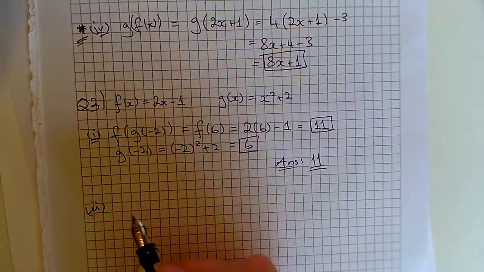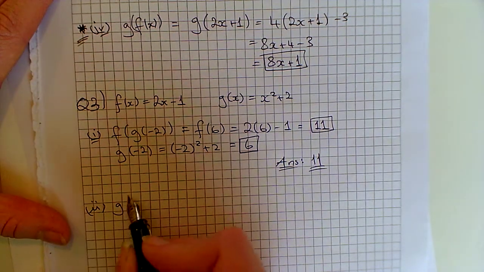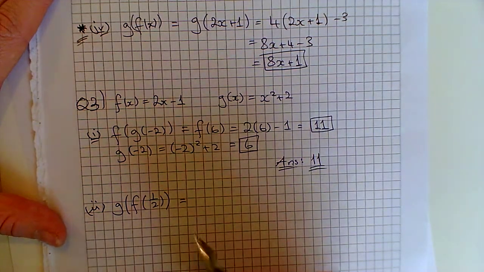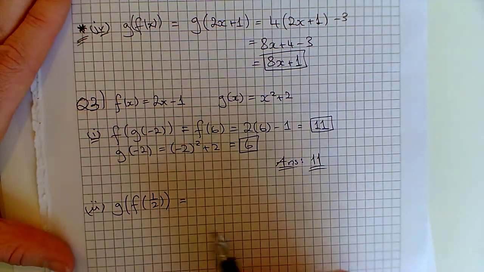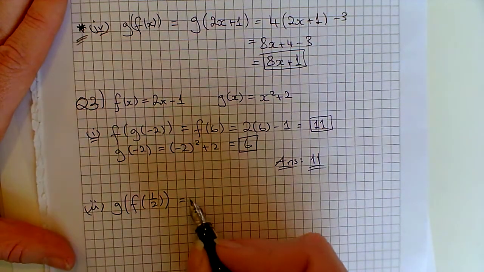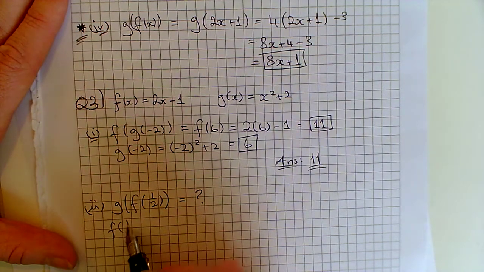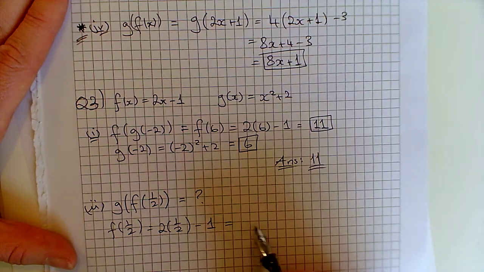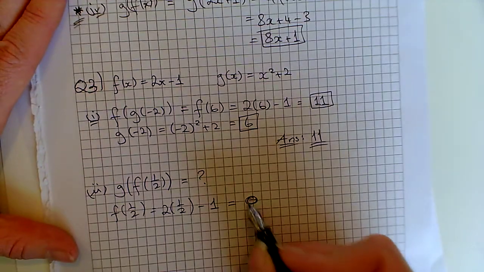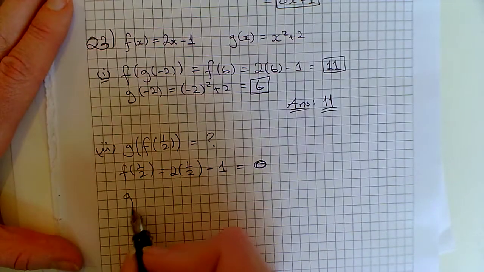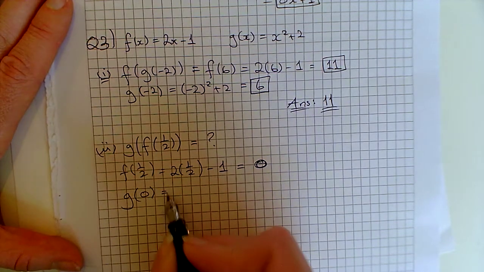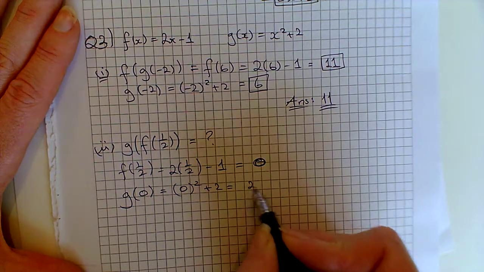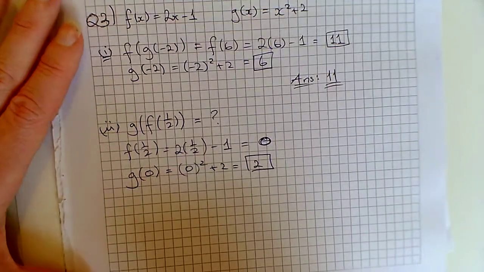Okay, the next part asked us to find g after f of a half. I'm just using the different ways that we might call these. G after f of a half. So first of all, we need to find f of a half. So that's 2 by a half minus 1, which is 1 minus 1, which is 0. And then g of f of a half means I need to find g of 0. So g of 0 is 0 squared plus 2, which is 2. So the answer there is just 2.